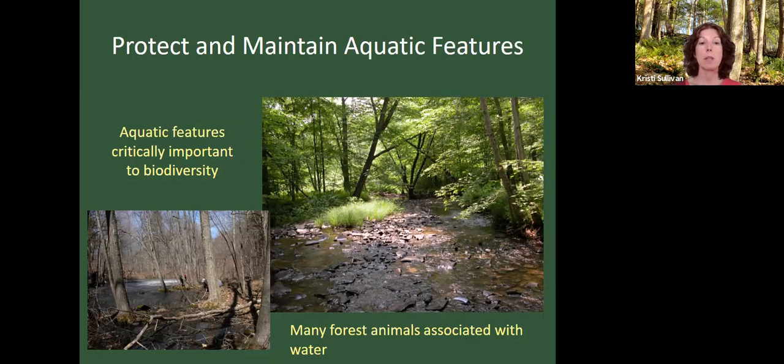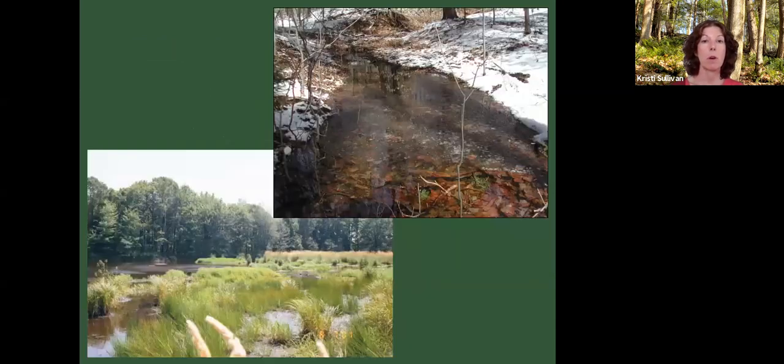So for example, on the left, there's a picture of a vernal pool, and we'll talk about those, or seasonal woodland pool, we like to call them, or streams, for example. I talked about how some of our woodland turtles really require streams for overwintering habitat. We have northern water snakes that use these features. A lot of different forest animals can be associated with water as well.